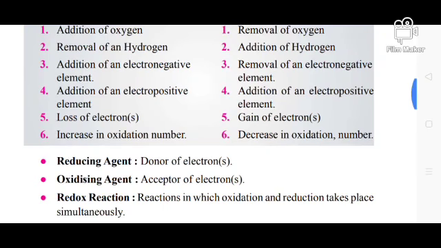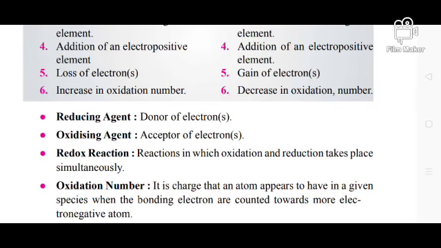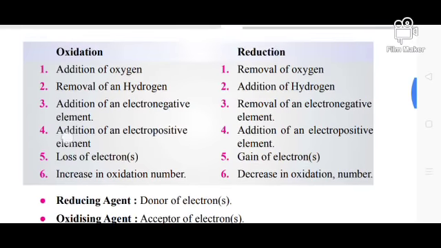Okay. After that, the removal of electropositive elements. It is wrongly written here, that is the removal of electropositive elements. So when there is the removal of electropositive elements, we can say oxidation occurs. Okay. After that, the loss of electrons is an example of oxidation, and increase in oxidation number is an example of oxidation. Okay. So these are the 5 procedures by which oxidation generally occurs.